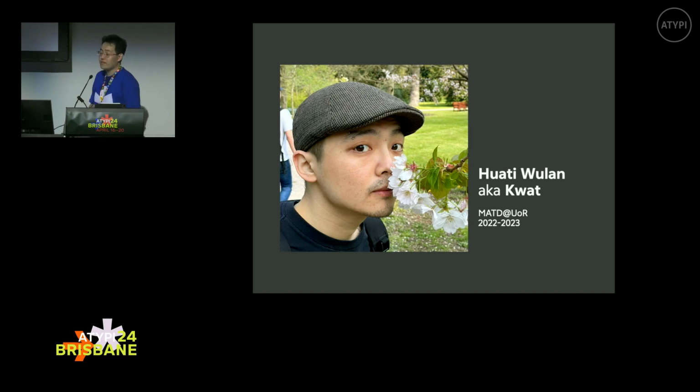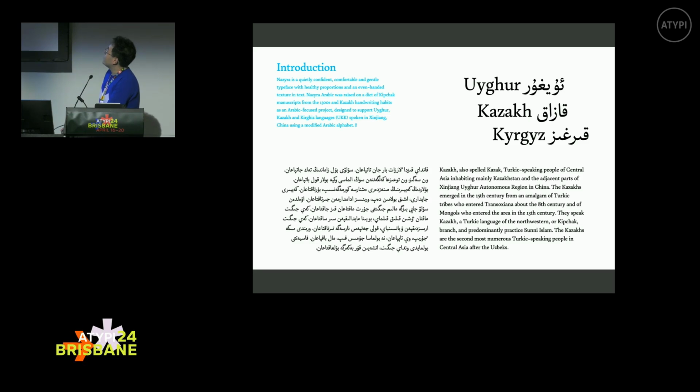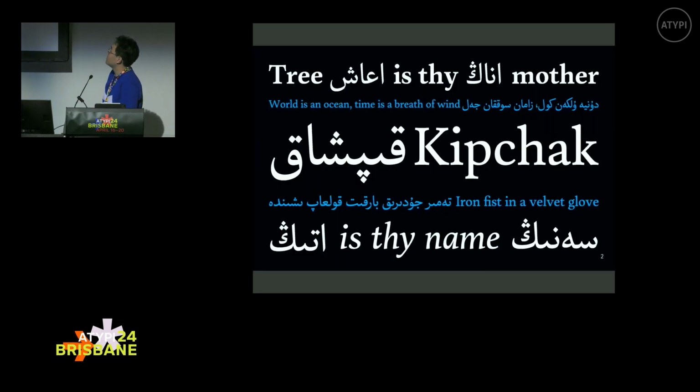And thanks to my dear friend, he is also a MATD survivor. His name is Kwat Wulan. He's a native Kazakh speaker. And this is his typeface called Nazara. And according to him, this is his mother's name. He would like to make this typeface customized for the Uyghur, Kazakh, and Kyrgyz languages. And he added some very special features, like this kind of hamza, which is quite special for the Xinjiang region. And you can see the typeface here.